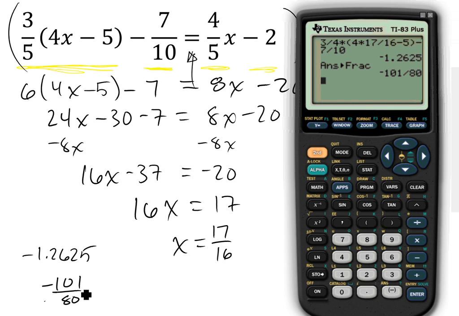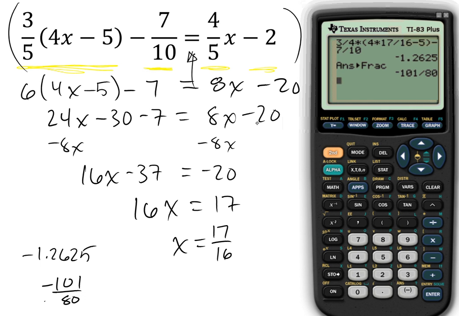Let's try it on the right-hand side. Clear. So I'm going to go 4/5 times 17/16, and I'm going to then subtract from that the number 2. When I do that, I get something different. 4/5 times 17/16 minus 2 is clearly not the same. So that's a bad day. That, to me, is not good.